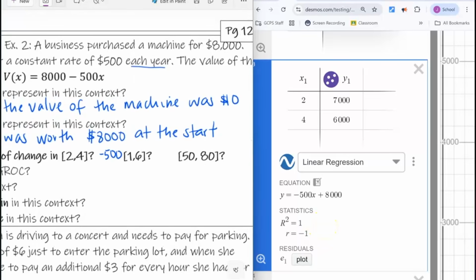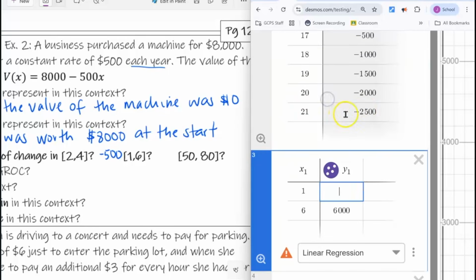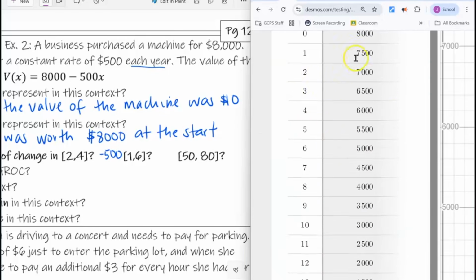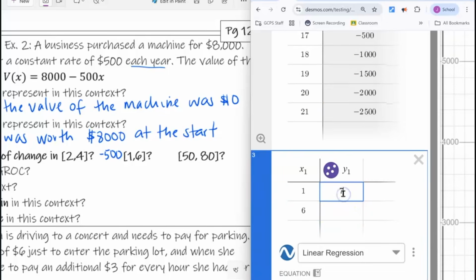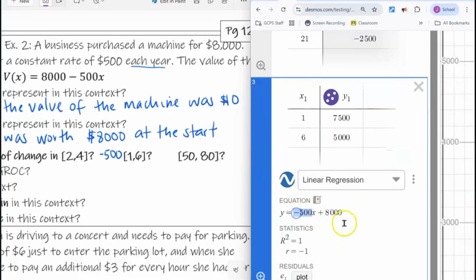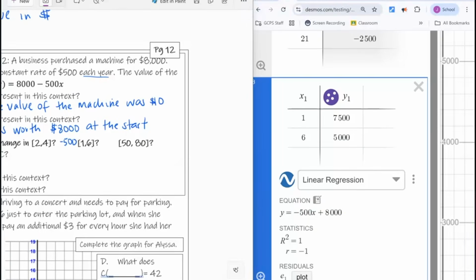I think you only had to do one question, but I have to do a few, so I'm just going to change my points. My next one is 1 and 6, so I'm going to come to 1 and 6. So I've just changed my points. Those are the 2 points they give me. So now I'm going to go see what 1 and 6 is. So 1 is 7,500, 6 is 5,000, so I'm going to put those in, 7,500 and 5,000. Hit flag again, and again my slope is also negative 500. That's interesting. So I'm going to write down negative 500.